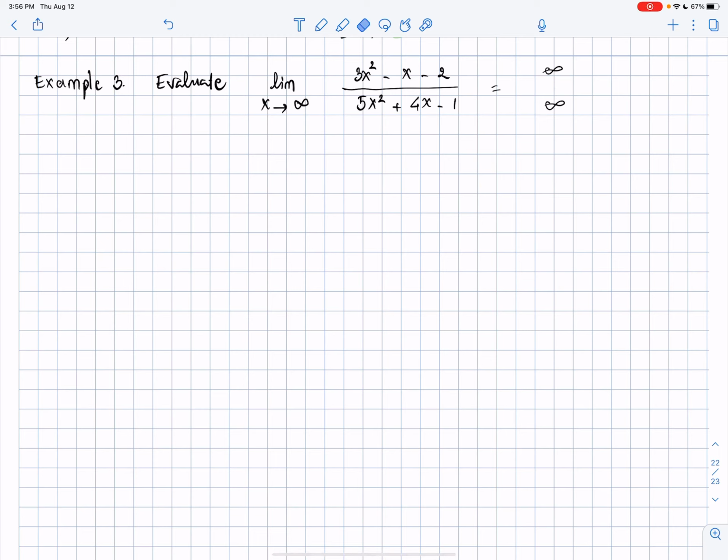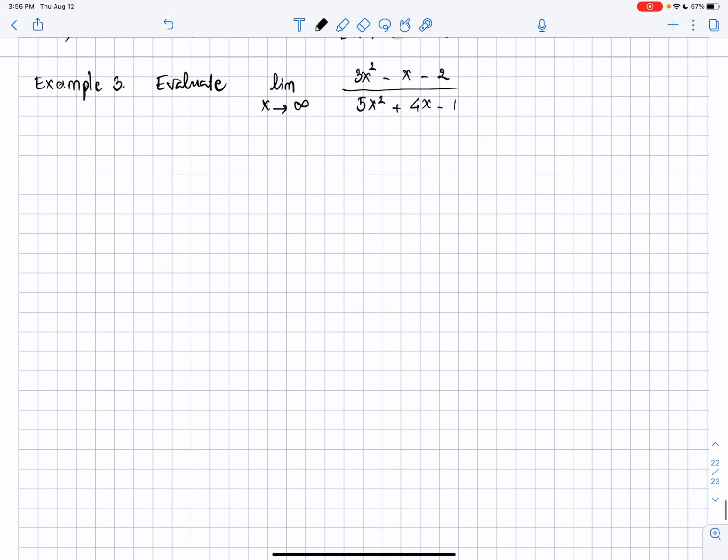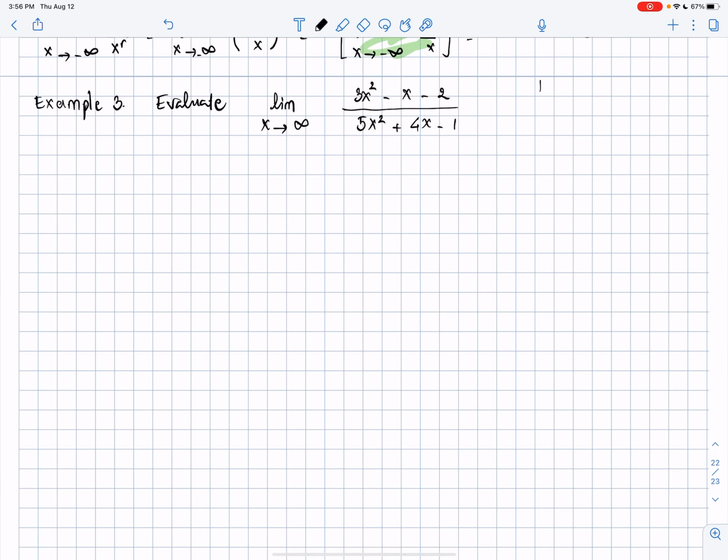So maybe this is like 1 million divided by 0.5 million, for example. We don't know. They are both very big. So we're not going to plug in infinity right away, but we need to fix this. We're using some algebra to fix this. And what we just learned is about 1 over x and 1 over x to the power r. When x goes to infinity, both of them will become 0. So I'm going to use that for this problem, okay?